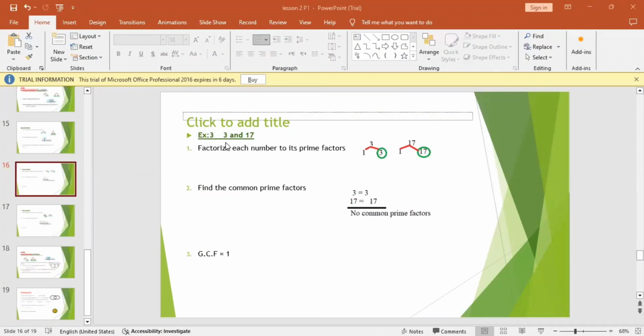How can I get the GCF of 3 and 17? 3 and 17 are prime numbers. Take care, 3 and 17 are prime numbers. So when I get 3, I can get it by multiplying 1 by 3 itself, and 17, 1 times 17. So no common prime factors. Now the GCF is 1. Why? Because 1 is a common factor between 3 and 17, and 1 is the common factor of all the numbers, because all the numbers I can divide by 1 without any remainder.